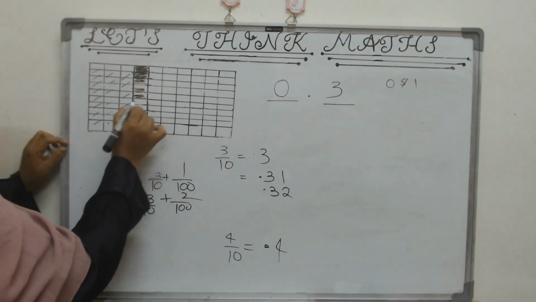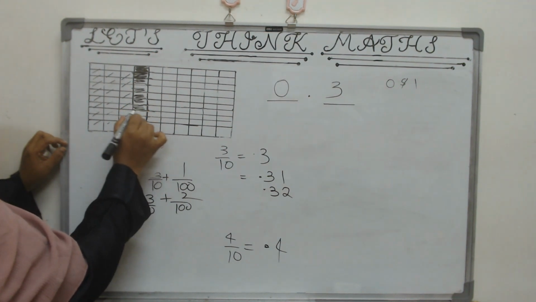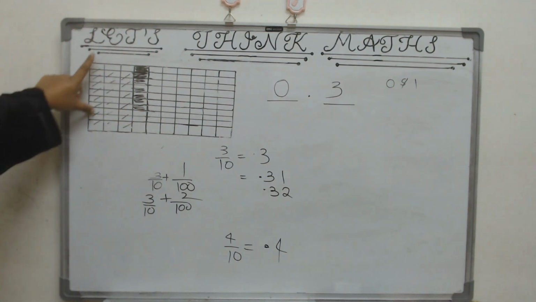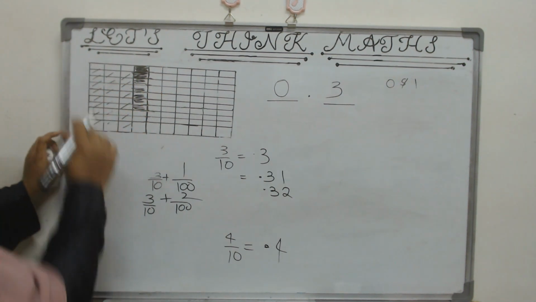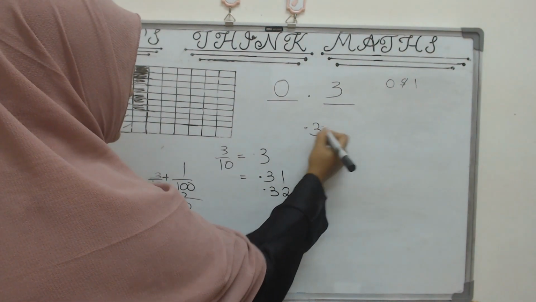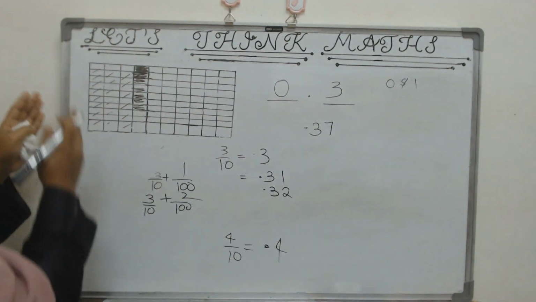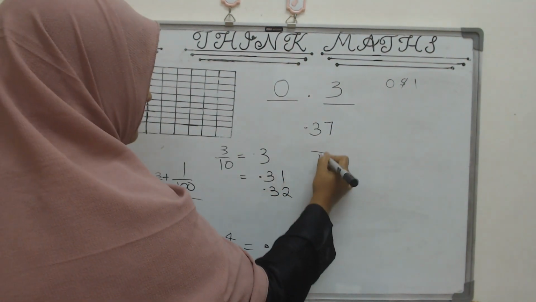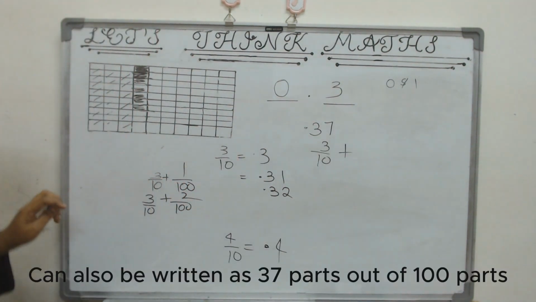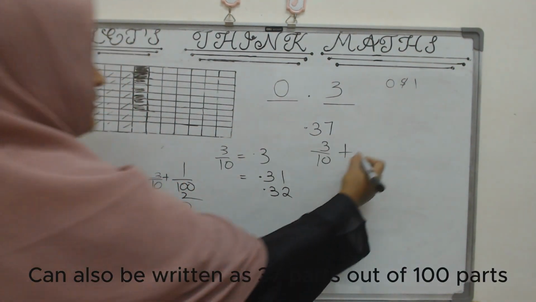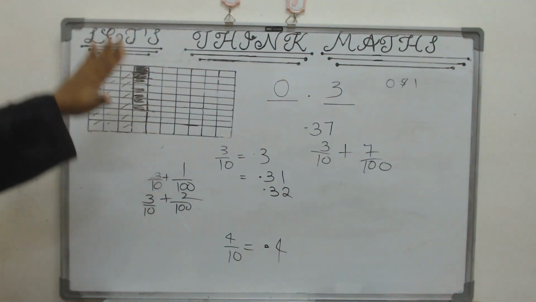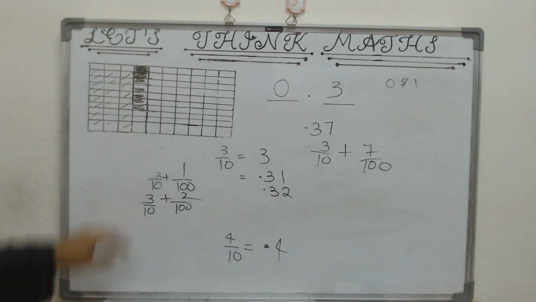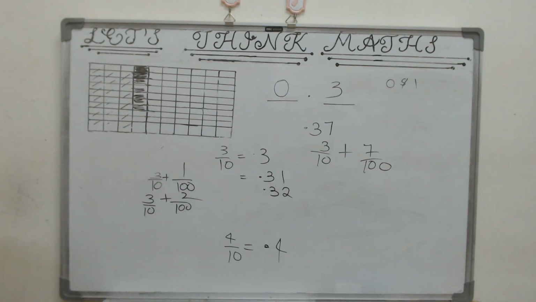So going on like this, 4, 5, 6, 7. So how much is this? What decimal number does this picture denote? It denotes 0.37. Why is that? Out of 10 we have taken 3 divisions, and out of 100 we have taken 7 divisions there. So this decimal number here is 0.37. And how will you denote it on a number line? Let us see.